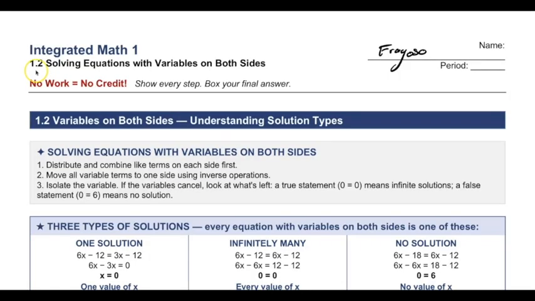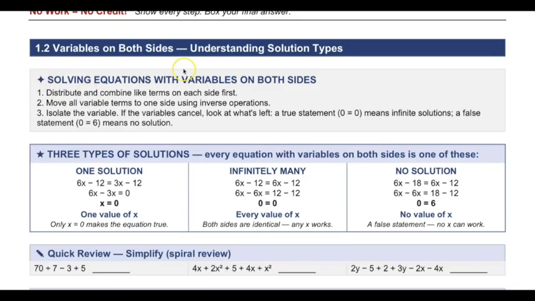Let's go over the worksheet 1.2, solving equations with variables on both sides. The process: we're going to distribute and combine like terms, like we always do, and simplify. Then we want to put all variables on one side and all numbers on the other side, and then we're going to solve like normal.